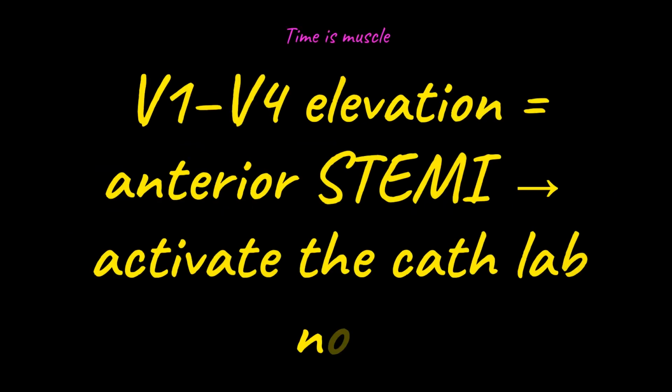The goal is reperfusion within 90 minutes of first medical contact. Door-to-balloon time is a publicly tracked quality metric, and every minute of delay means additional myocardial cell death. Recognizing the V1 through V4 elevation pattern and communicating it immediately makes the PCT a direct participant in saving that muscle.